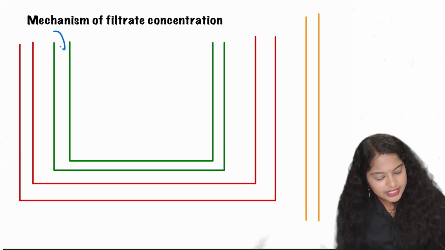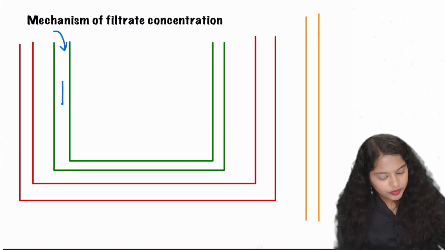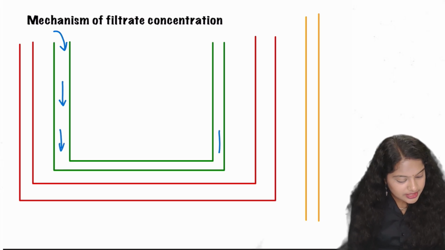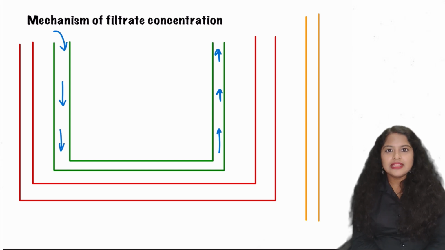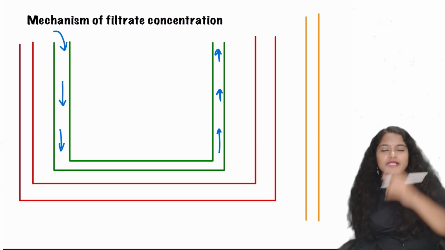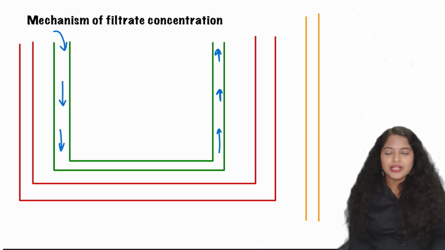So once the filtrate is reaching here in the descending loop of Henle, it will be moving in the downward direction. And once this reaches the ascending loop of Henle, what happens? It started moving in the opposite direction, that is upwards. So in the descending loop it is coming downwards, in the ascending loop it is coming upwards. So that is why it is called the counter current mechanism. Understood what is counter current? So this is called counter current.